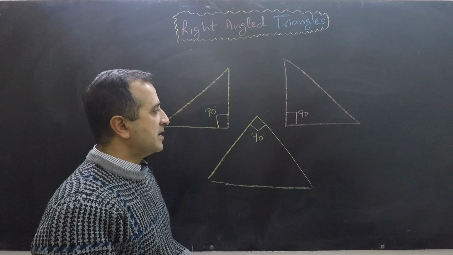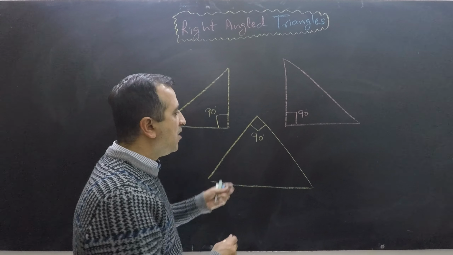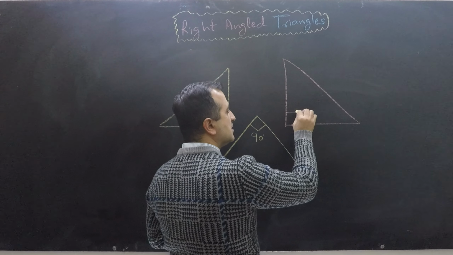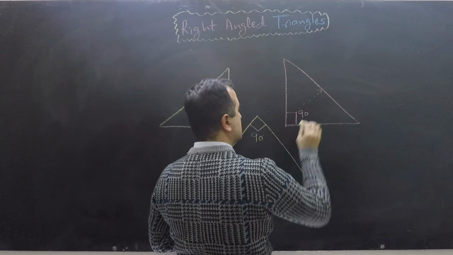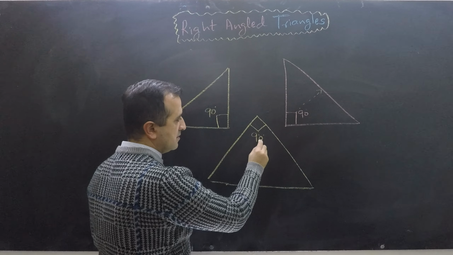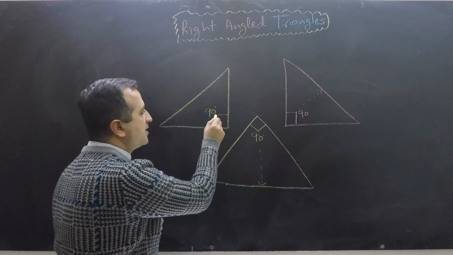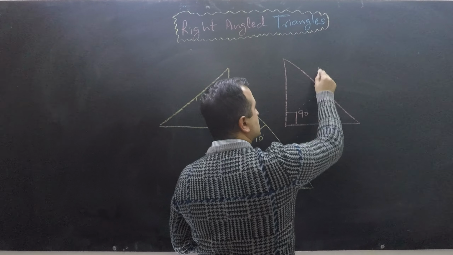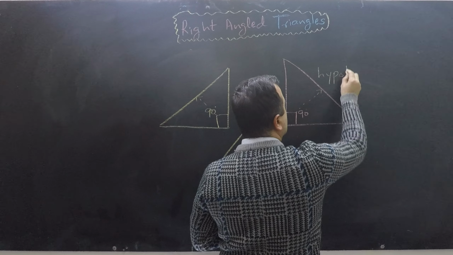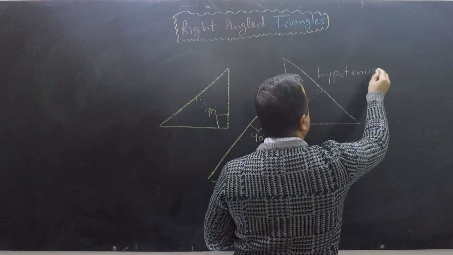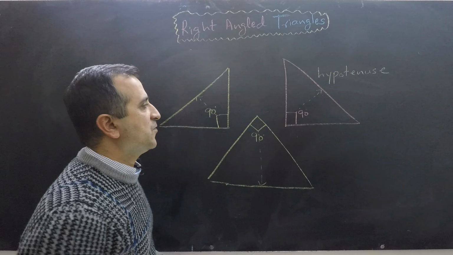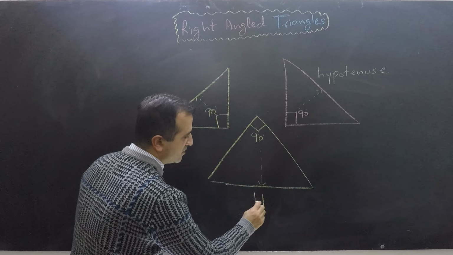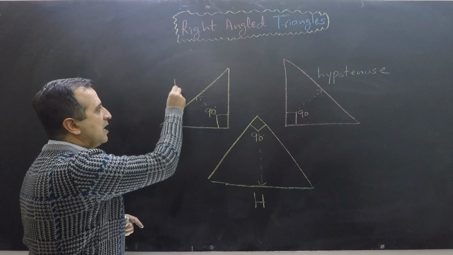Now these triangles, all the sides have special names. The side which is opposite to the 90 degrees, this one, in this triangle, this one, and in this triangle, this one, is called the hypotenuse. I will not write this long word hypotenuse here, I will just say H, abbreviating hypotenuse with H. Similarly, this side is also the hypotenuse.